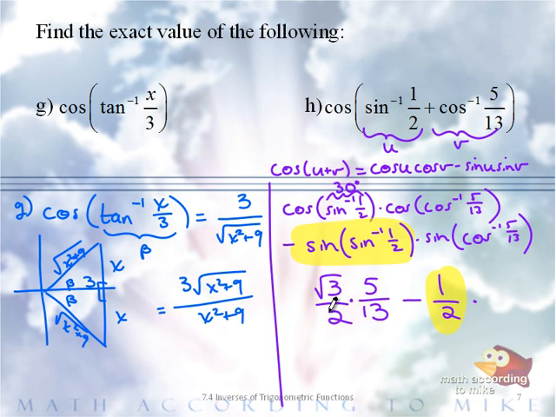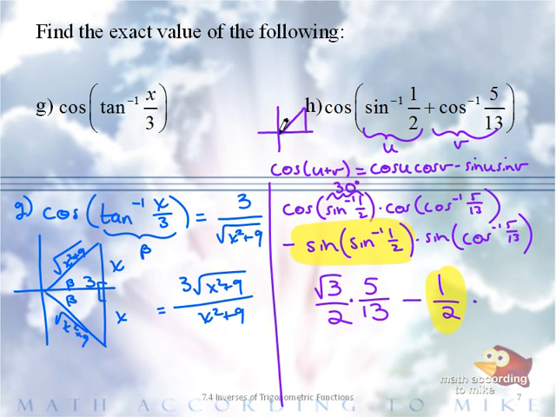Good. And now to do the sine of cosine inverse of 5/13, since 5/13 is not on the unit circle, what should we do? Draw a picture. Where are we going to draw a picture? What quadrant? Cosine inverse returns in what quadrants? 1 and 2. And since the number in question is positive, we go with quadrant 1.